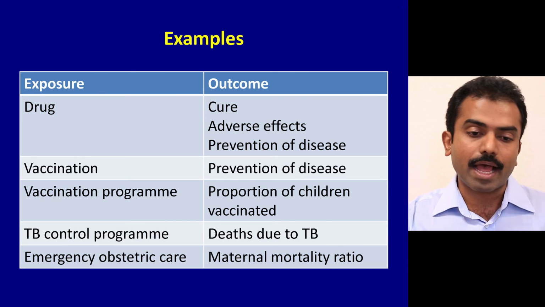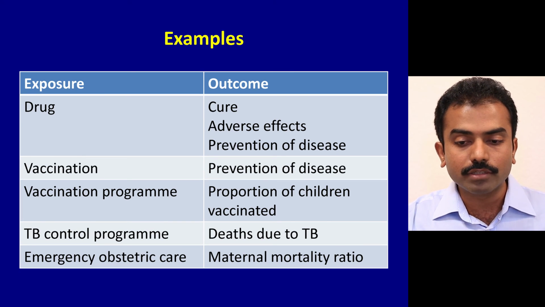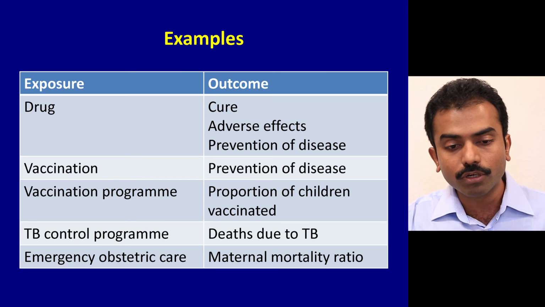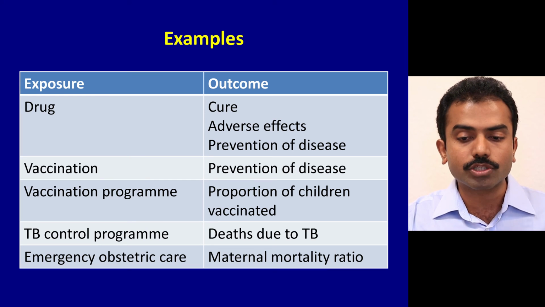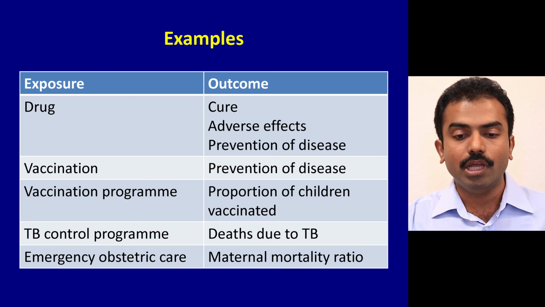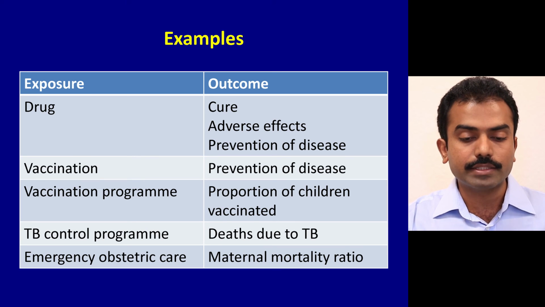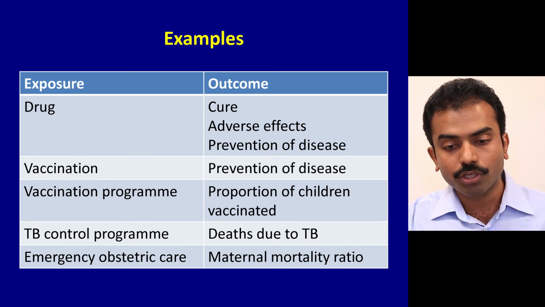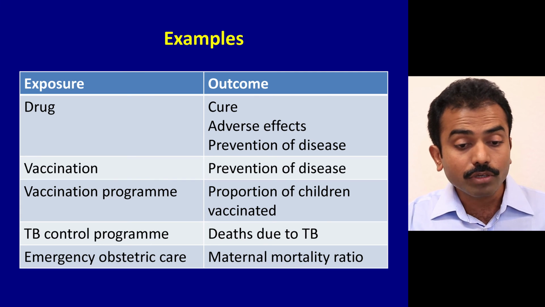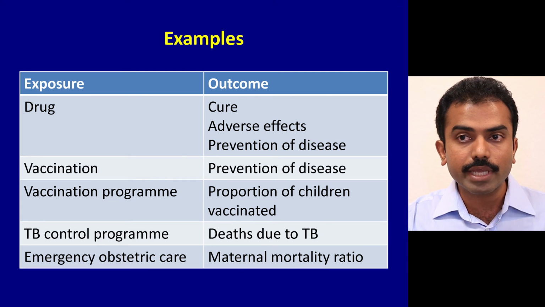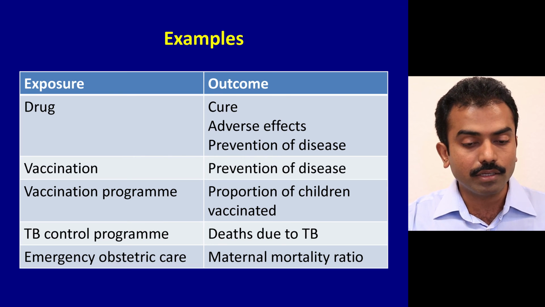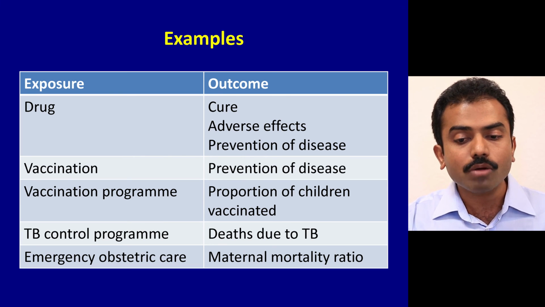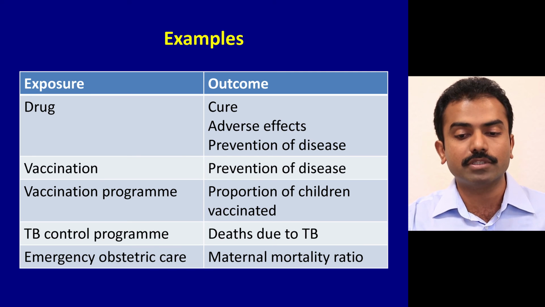So let's take some examples. For example, in randomized control trials, we are often looking at is drug A associated with cure. In this case, drug is the exposure and cure is the outcome. Or we can also see is drug A associated with increased risk of adverse effects as compared to drug B. And this is again here, drug is the exposure and the outcome here is adverse effects of the drugs.